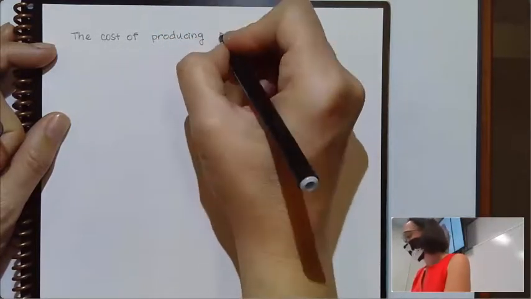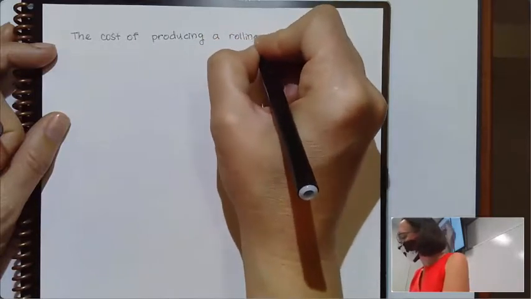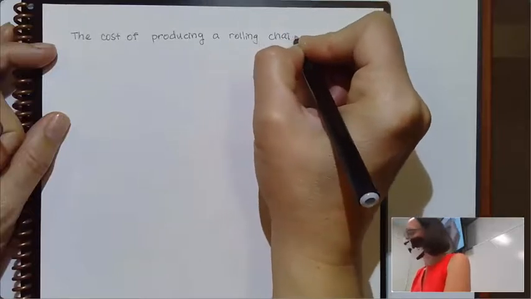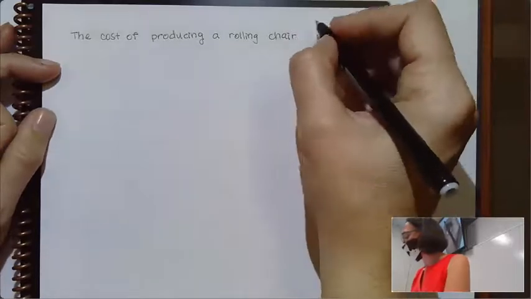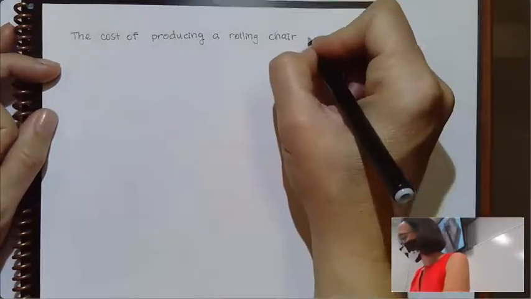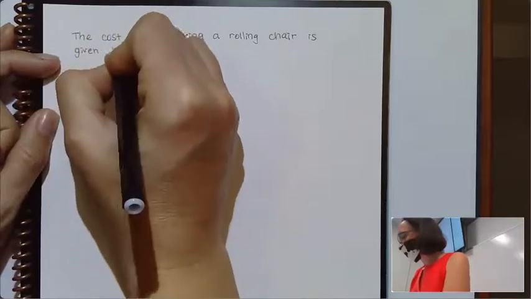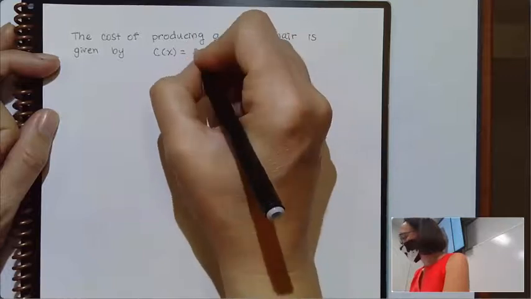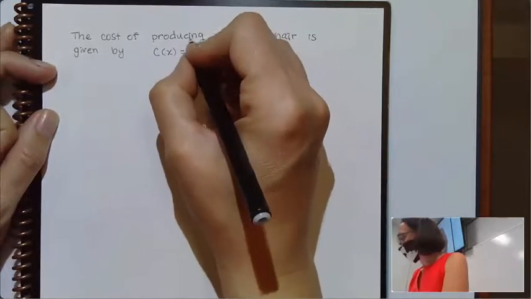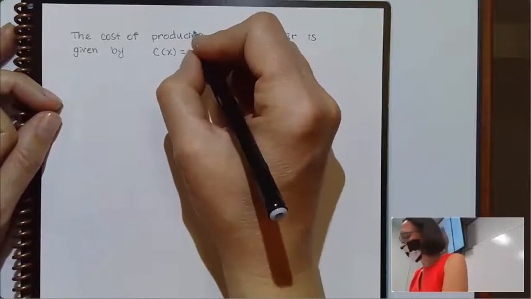Cost of producing a rolling chair. Yep, I'm really not inspired. There are rolling chairs in front of me. That's all I got. Cost of producing a rolling chair is given by C of X equals, I'm just making this up. I have no idea how much it costs to produce a rolling chair. Just want to be clear on that.